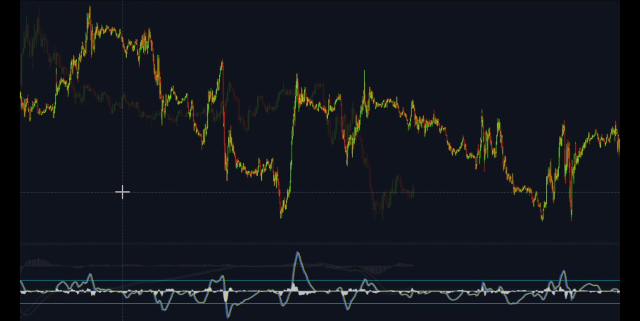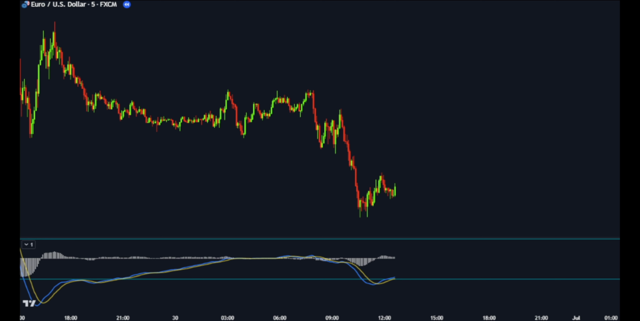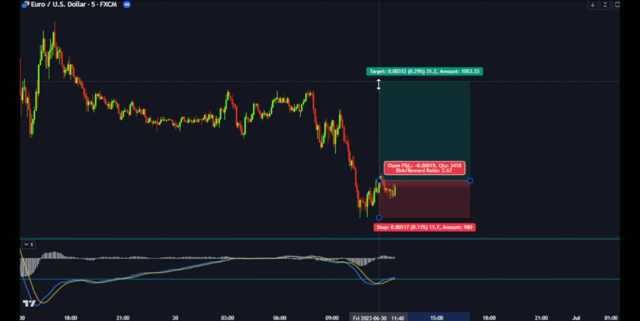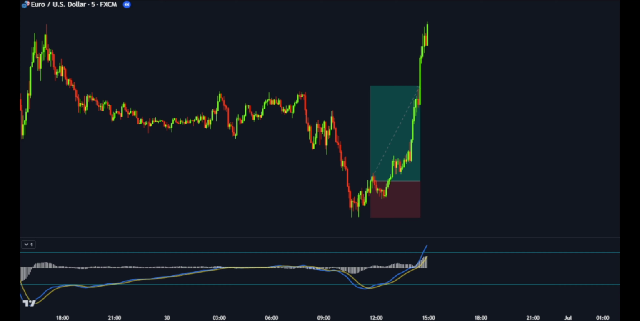Let's see some examples. Now we are in Euro-Dollar with a time frame of 5 minutes. Here we see that there is a bullish cross below the line that we have drawn on the indicator. This means that there is a strong possibility of a reversal on the chart, so we are going to take a long trade. We set our stop loss at the nearest swing low and our take profit with a risk-reward ratio of 1 to 2.5. We see that it was a winning trade. Let's see one more example.